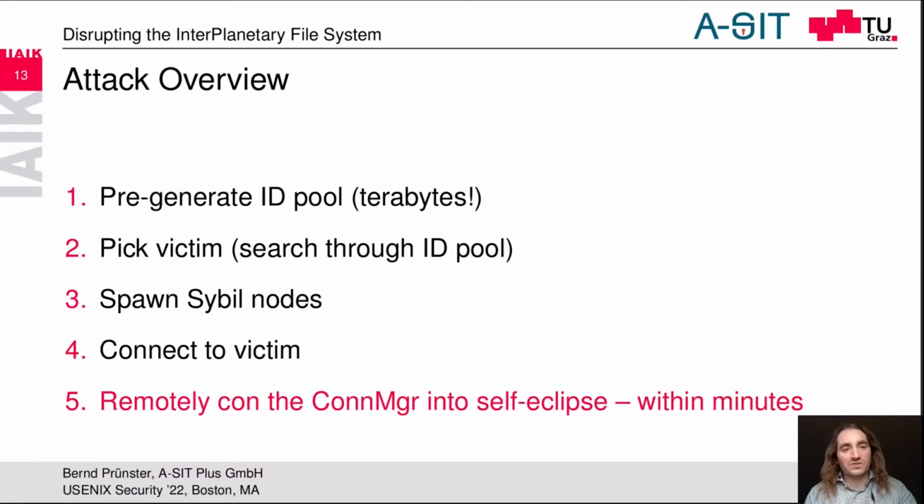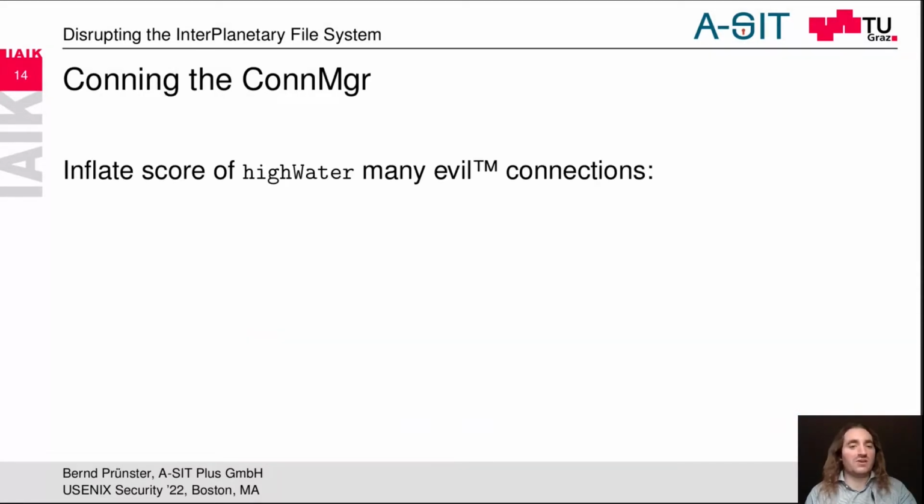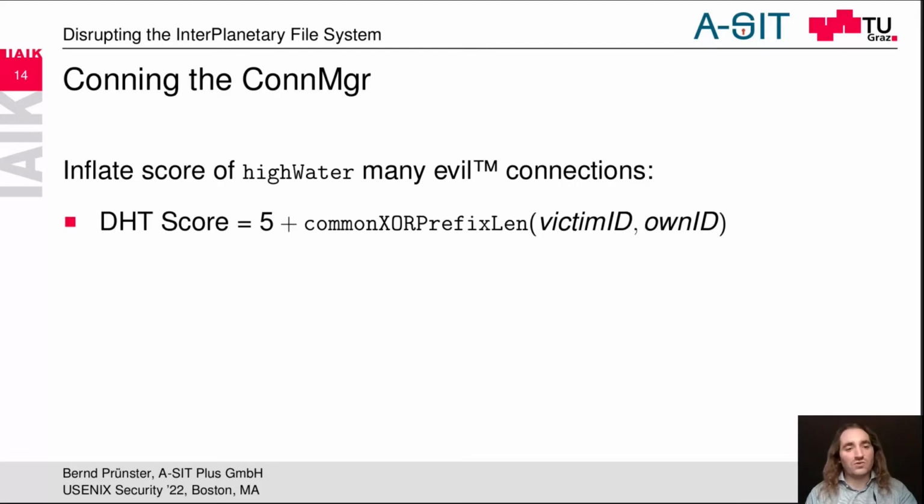So how did we go about this? Well, of course, we inflated the score of many of our evil connections such that the honest ones are just trimmed. And one ingredient is our pre-generated identifiers. They are so close to the target identifier in comparison to the rest of the network that we get awarded quite a high amount of points just because we are so close to the victim.